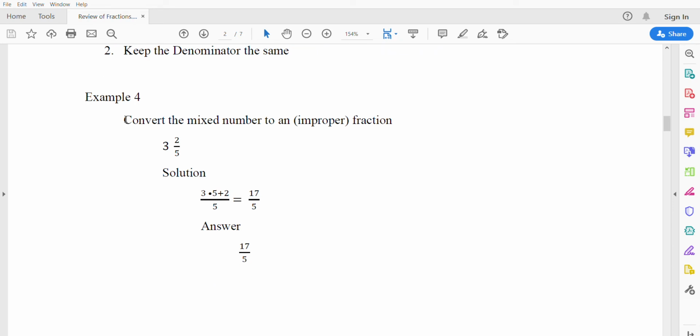So, example number 4. I want to convert the mixed number to an improper fraction. So I have 3 and 2/5. 3 is the whole number. So I'm going to do 3 times 5, 3 times the bottom number, and then I'm going to add that to the top number, 2. So I have 3 times 5 plus 2, and I keep the bottom number, the 5, the same. So 3 times 5 is 15 plus 2 is 17, so that gives me 17 over 5. So I've converted this mixed number to an improper fraction.